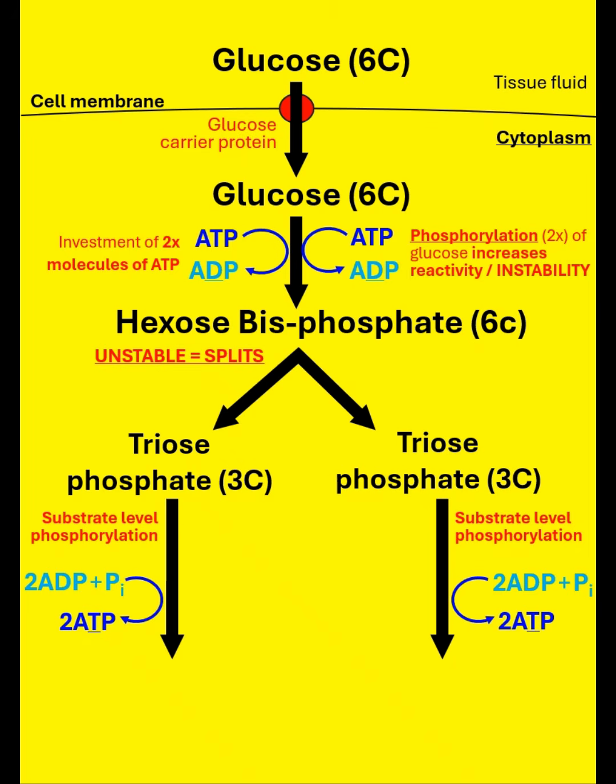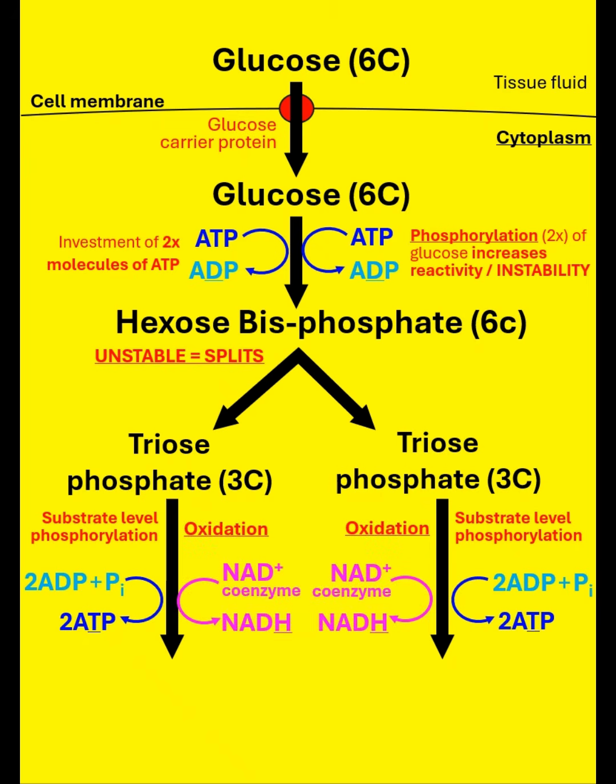Oxidation is the loss of hydrogen, which is catalyzed by an enzyme called dehydrogenase. In the active site of dehydrogenase, triose phosphate has a hydrogen removed, which is then added to NAD, which is called a coenzyme, and we also produce NADH, the reduced version of NAD.